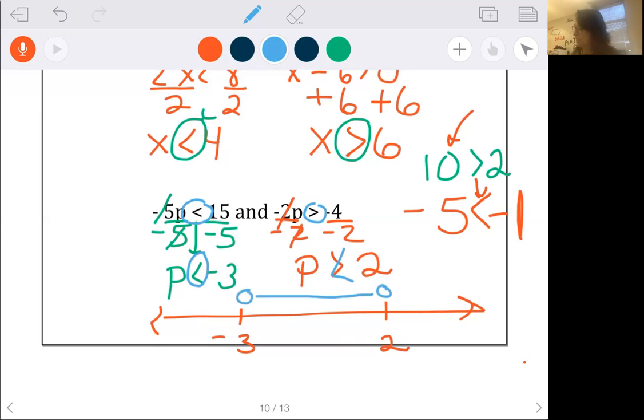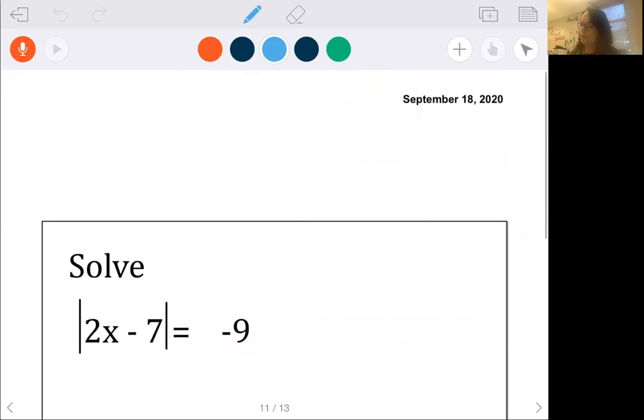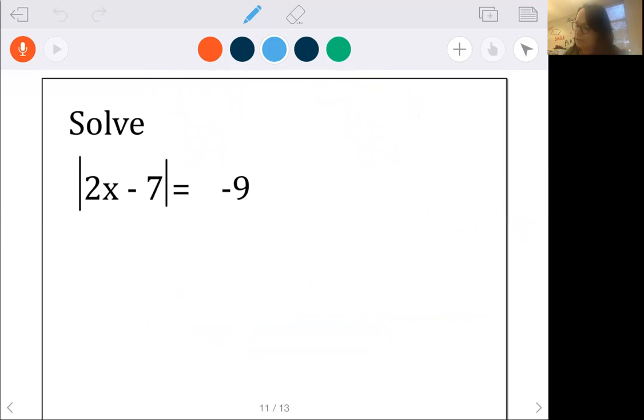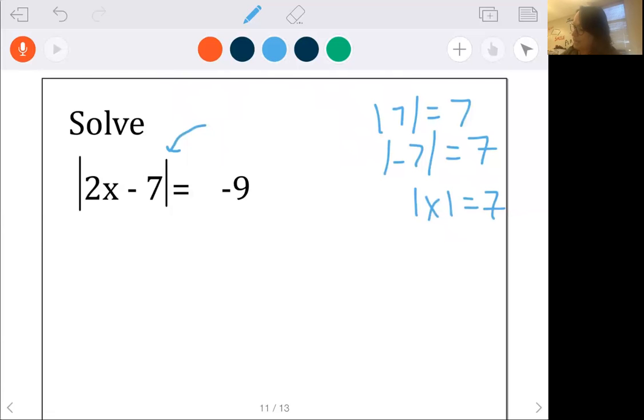So make sure you change the direction of that inequality. The next thing up is these absolute value bars. The absolute value of 7 is 7. The absolute value of -7 is 7. So if I told you the absolute value of x was 7, you'll notice that x could be either 7 or -7. But it is always positive.